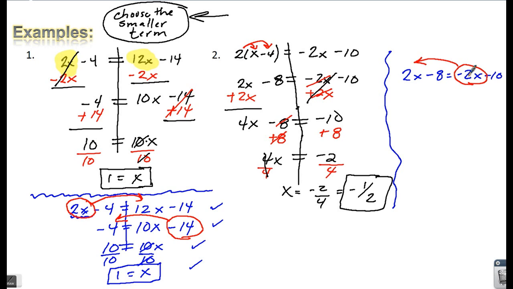So the negative 2x is now positive 2x. So now we have 2x plus 2x. So that means that 2x plus 2x is now 4x. Bring down the negative 8. Bring down the negative 10.